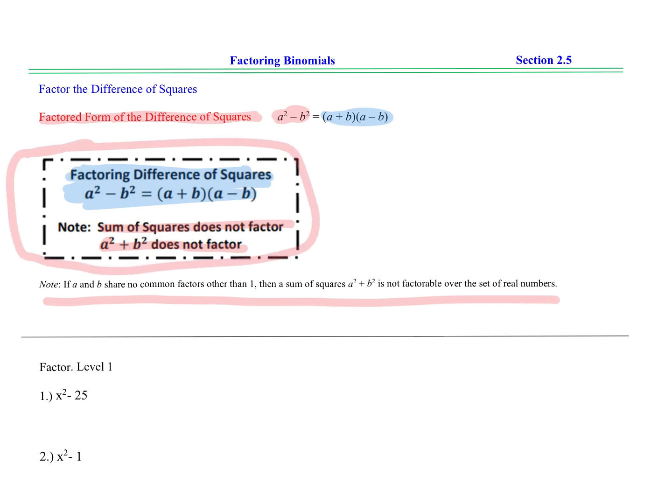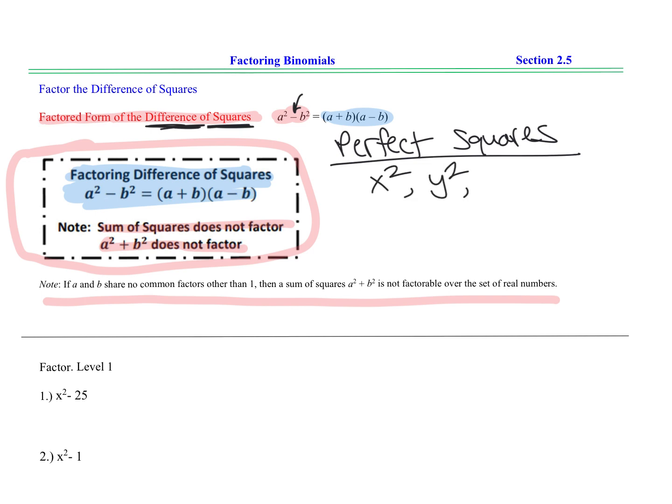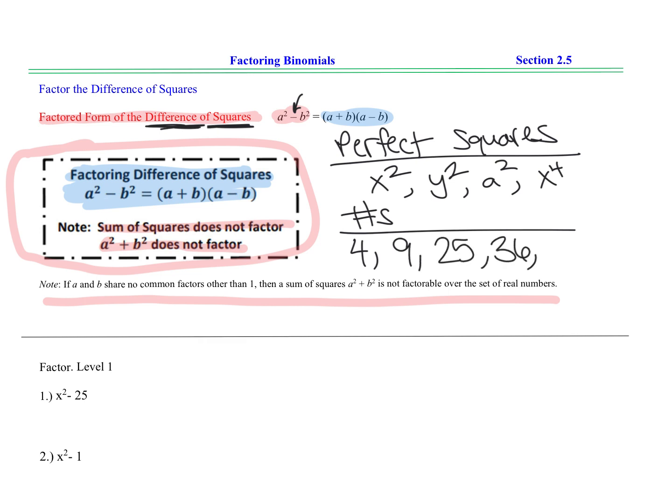So for example, when we talk about what are squares, because it has to be perfect squares, and then it has to have the difference. So it has to be a minus. When I think about perfect squares for variables, I think of x squared, y squared, a squared, x to the fourth power, things like that. And as far as numbers go, perfect squares would be like 4, because 2 times 2 is 4, or 2 squared is 4. 3 squared is 9, 5 squared is 25. So this is what we mean by perfect squares.